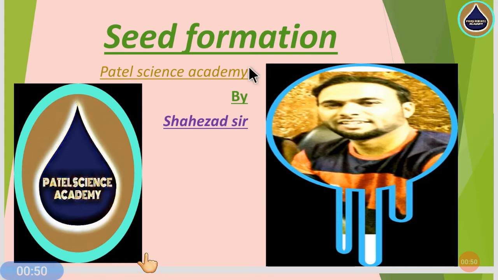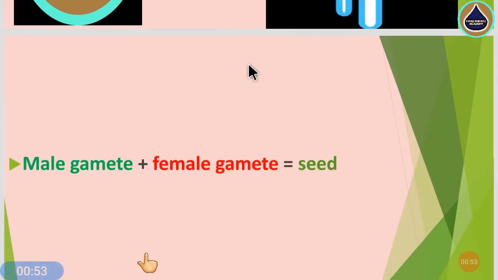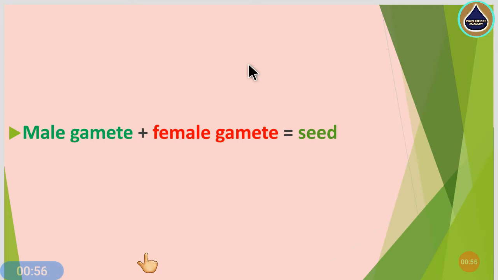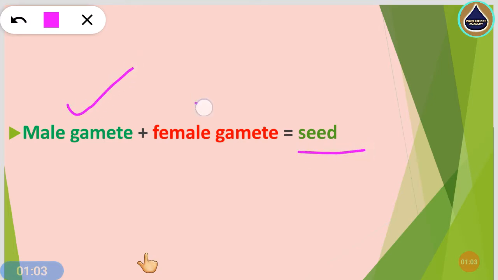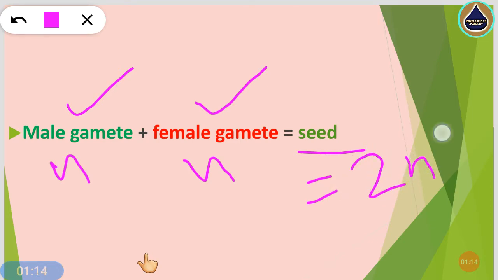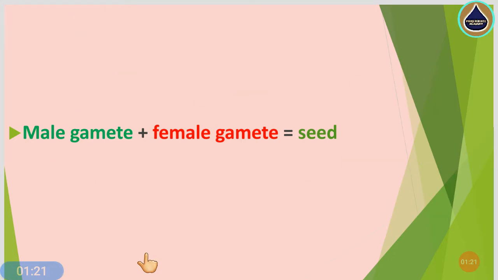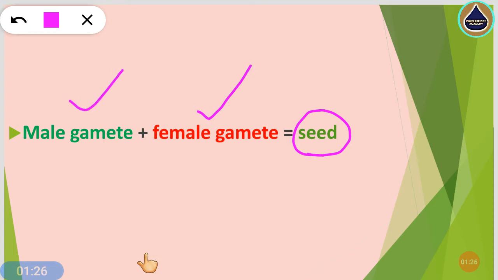So dear students, let's see the details of these slides one by one. You can first understand the formation of the seeds. The seed is formed by the fusion of the male gamete with the female gamete. The male gamete is haploid, single n, and the female gamete is also haploid, single n, and they are fused. These two gametes fuse to give the 2n zygote, and that 2n zygote finally converts into a seed with its embryo. So simply, the seed is formed by the fusion of the female gamete and the male gamete.